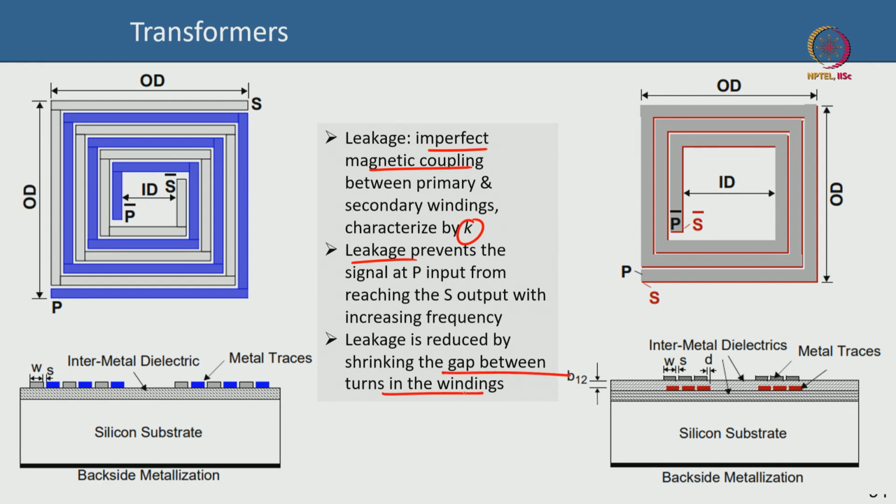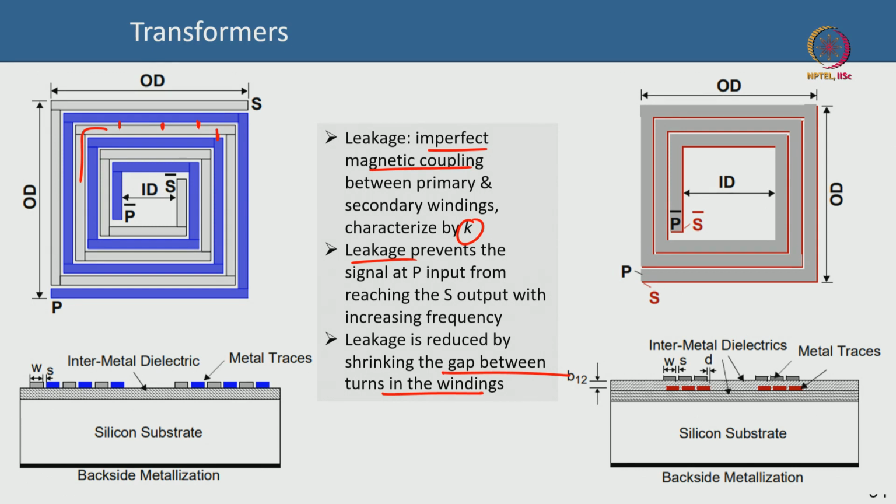So the way to reduce leakage, for instance, is by shrinking the gap between the turns in the windings. These are the turns, and if you reduce the gap between the turns in the windings, that helps reduce the leakage.